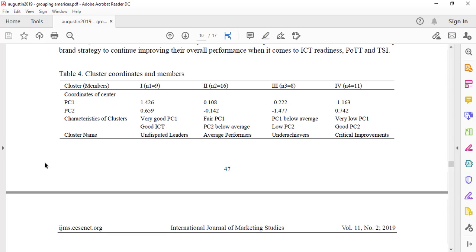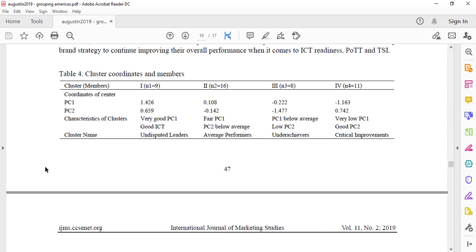For example, cluster 1 has a very good PC1, and they are good at ICT. Cluster 2 has a fair PC1, and their PC2 is below average. PC1 is below average for cluster 3, and they have a low PC2. And cluster 4 has a very low PC1, but they are good at PC2. So this allows you to discuss.